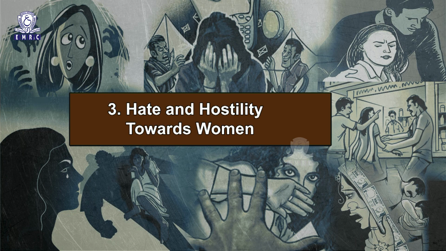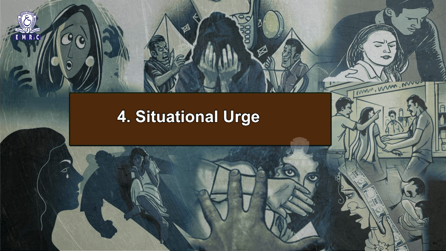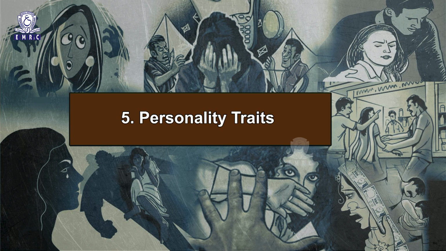Third, hate and hostility towards women. The perpetrators have deeply entrenched feelings of hate and hostility for women, so that their violent act could be said to be primarily directed towards the humiliation of the victim. Fourth, a situational urge. In this, the crime is committed because of a chance factor, which creates situations which lead to violence. For example, in a wife battering case, a conflict over money matters or ill treatment of the husband's parents may provoke the husband to assault his wife. Fifth, is personality traits. Some violence-prone personalities are extremely suspicious, dominant, aggressive, jealous, possessive, irrational, upset, etc.